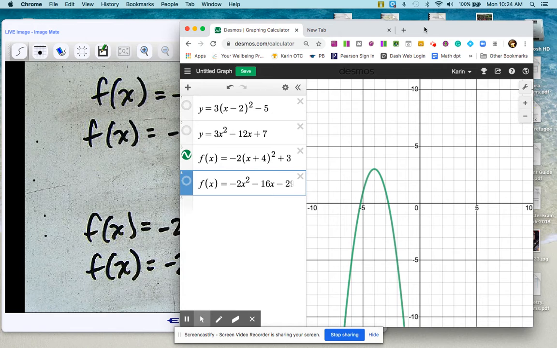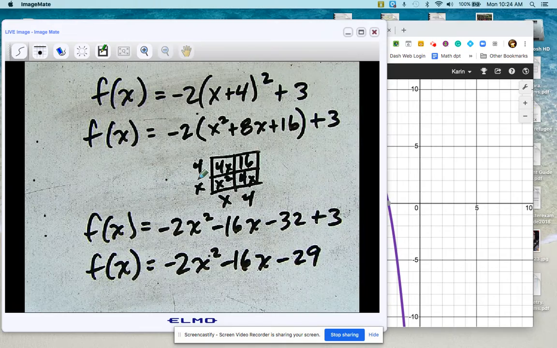My f of x equals negative 2 times x plus 4 squared plus 3. And this in standard form is negative 2x squared minus 16x minus 29. So what do you think is going to happen when I turn that one on? If I did it correctly, it should be the same graph, which it is. Okay? All right.